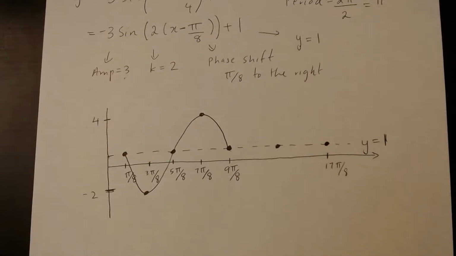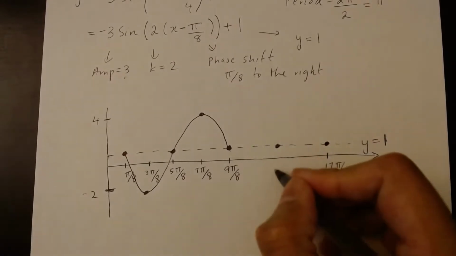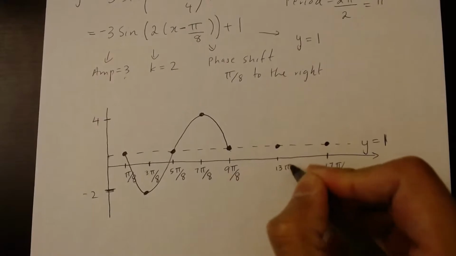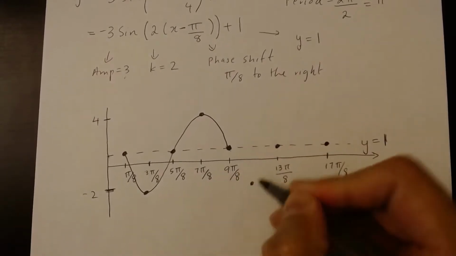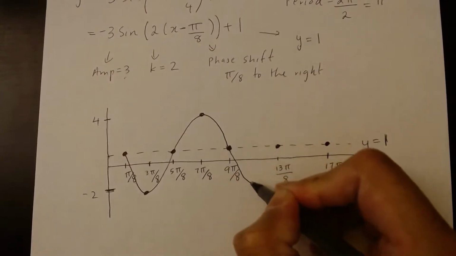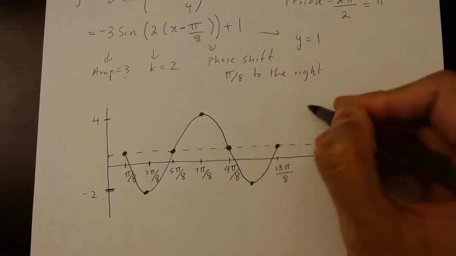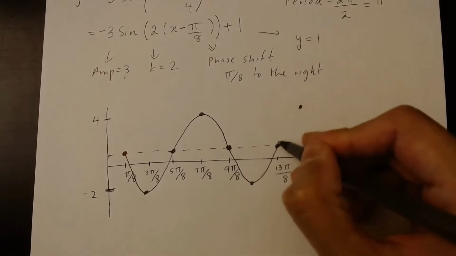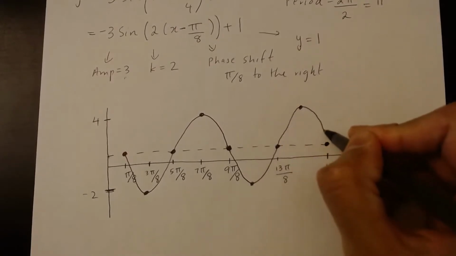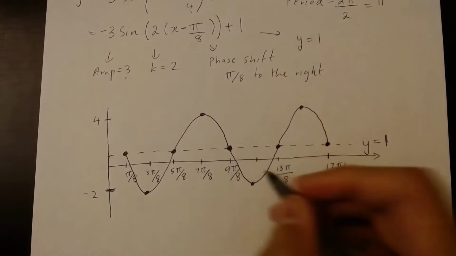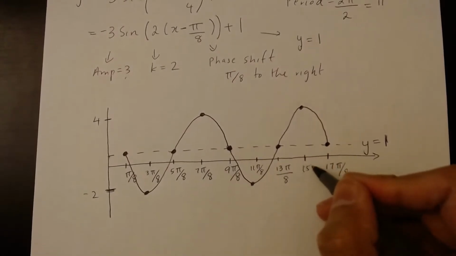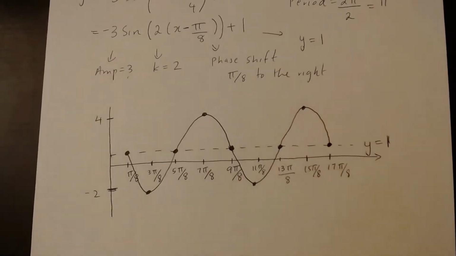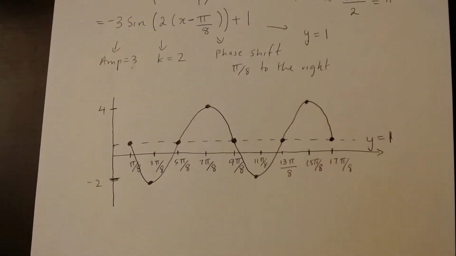So that's 13 pi over 8. And you can follow the same exact algorithm to find the other two midpoints as well. And then you can draw a second cycle. This would be 11 pi over 8, and this would be 15 pi over 8. And that is how you draw a transformed sine graph.